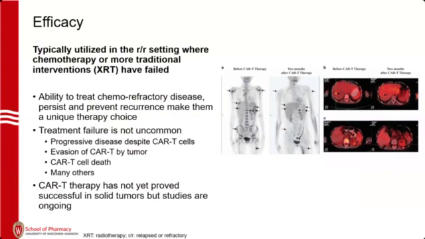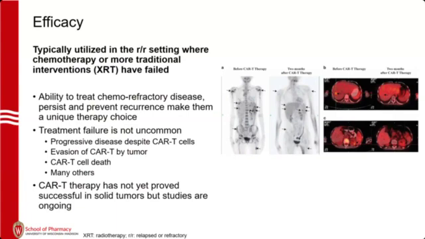Efficacy. These products, again, are typically used in a relapsed refractory setting where chemotherapy or more traditional interventions have failed. So your patient has refractory disease, chemo's not working, et cetera. The hope here is that you're treating chemo-refractory disease and you can come at it with a novel mechanism, with cells that continue to persist and grow and surveil the body as well.